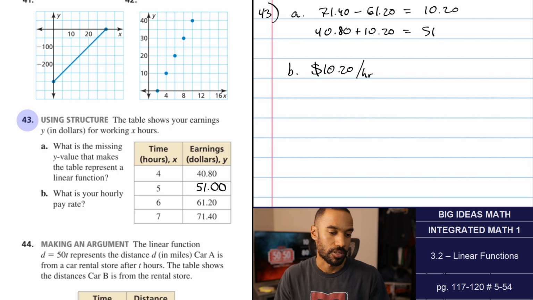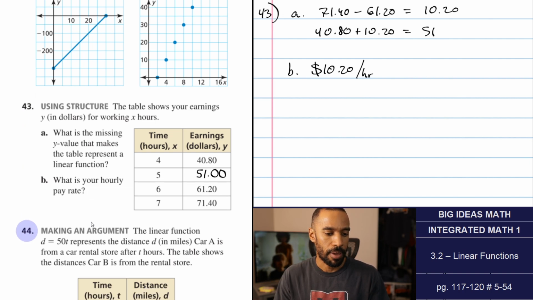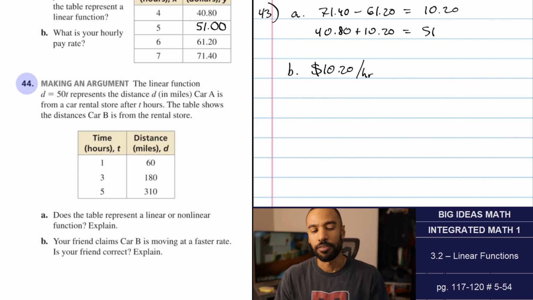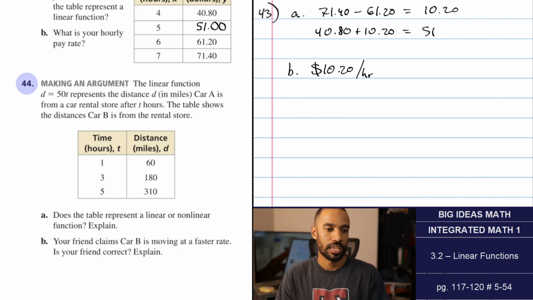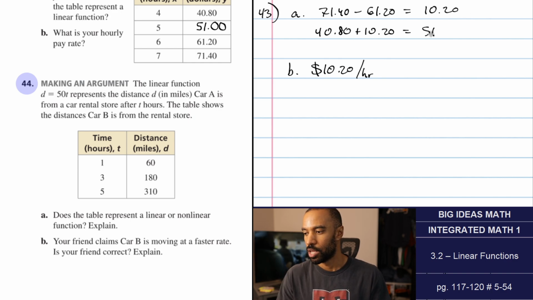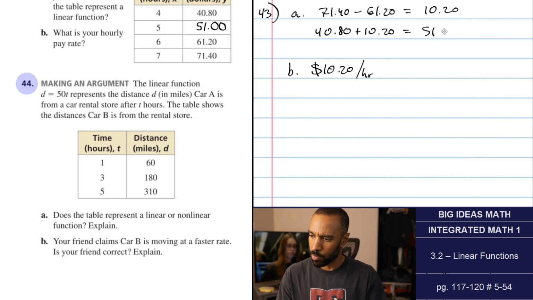So, yeah, that's it. Number 44, making an argument. The linear function d equals 50t represents the distance d in miles car A is from a car rental store after t hours.